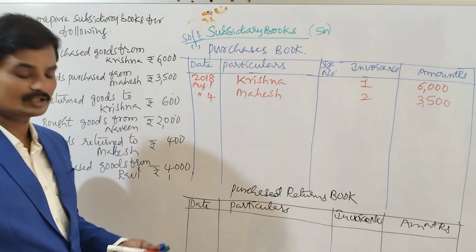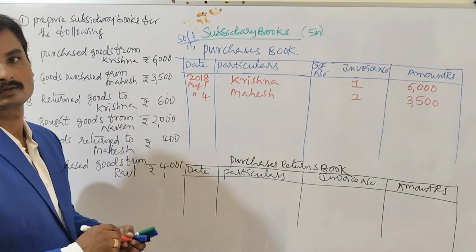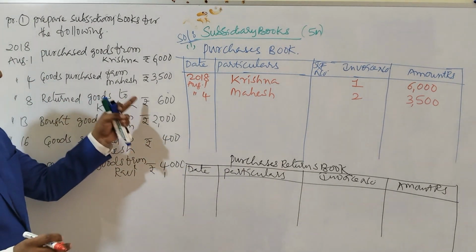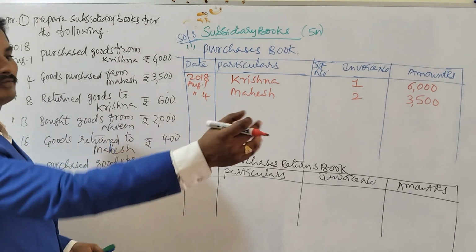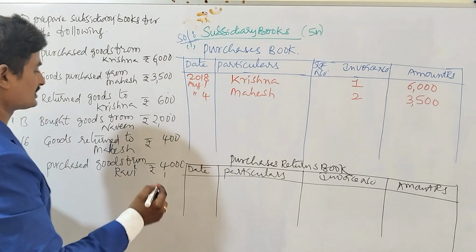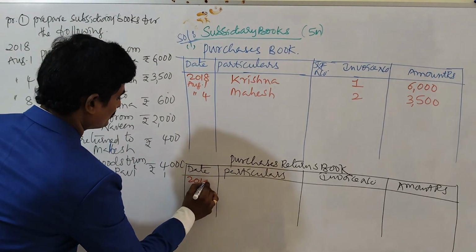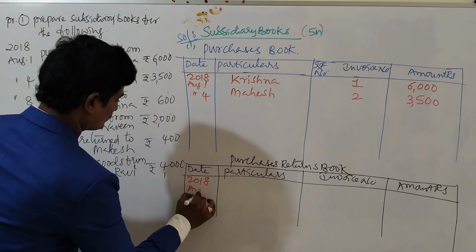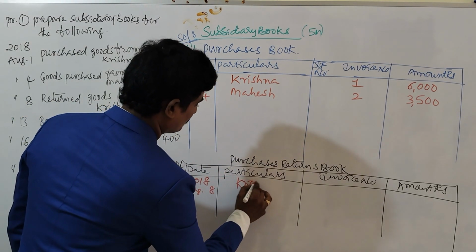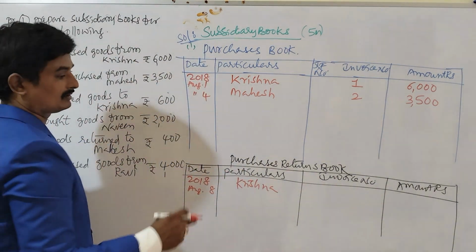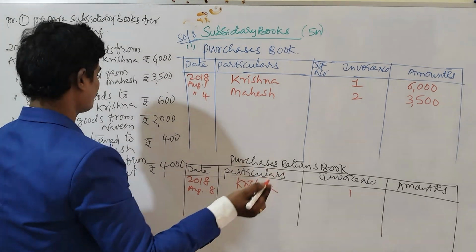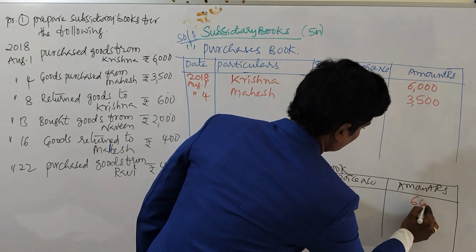Okay, so in the first column, coming to the third transaction, on 8th August, returned goods to Krishna. Yes, we are returning goods to Krishna. That's why it has to be recorded in the purchase returns book. So it is 2018, August 8th. In the particulars column, just write Krishna's name, and invoice number is 1, and amount is 600.